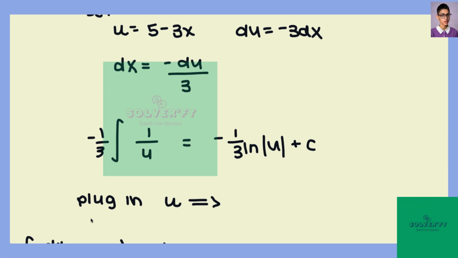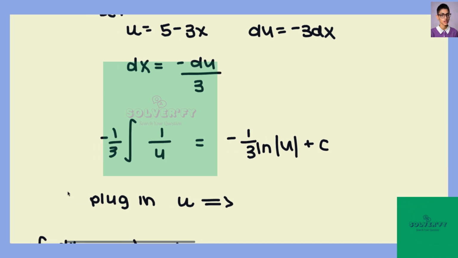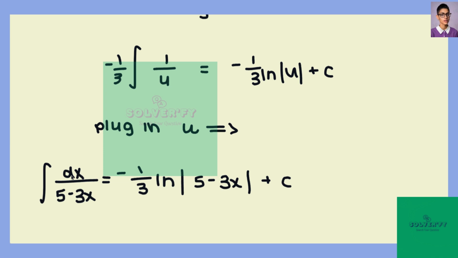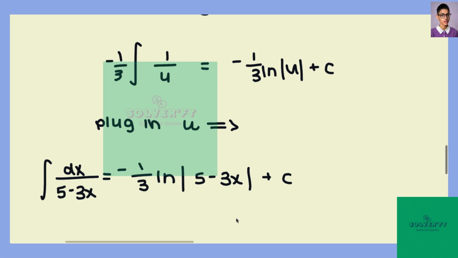So then we have to plug in our substitution for u. We can't just make this substitution and call it a day. We have to plug that substitution back into our antiderivative in order to get the correct answer. So we started with the integral dx over 5 minus 3x. So once we plug u back in, you would get that our solution is negative 1 over 3 times the natural log of the absolute value of 5 minus 3x plus c.